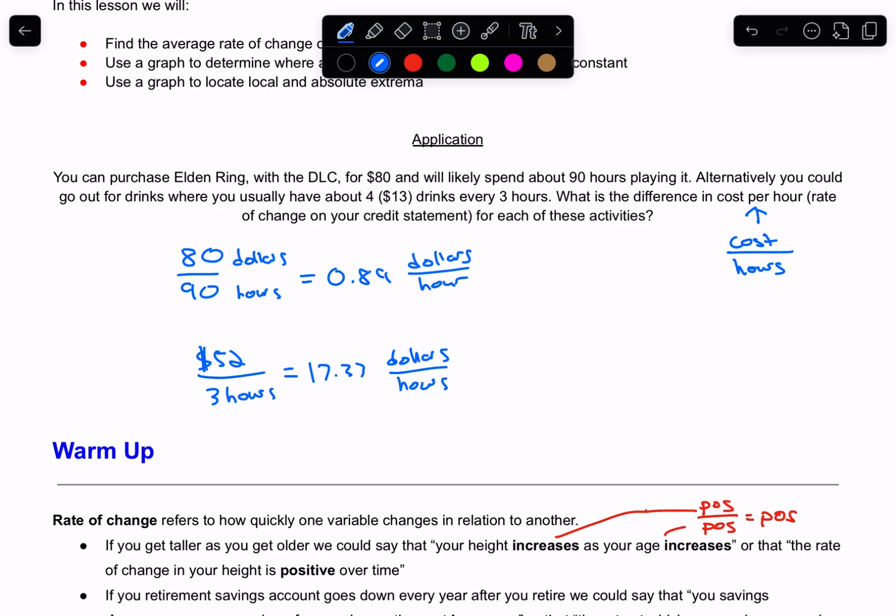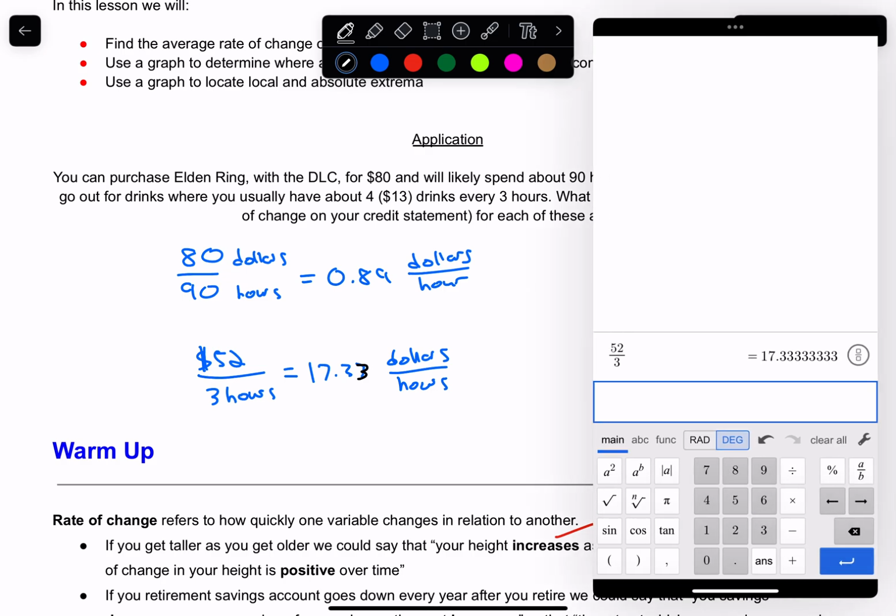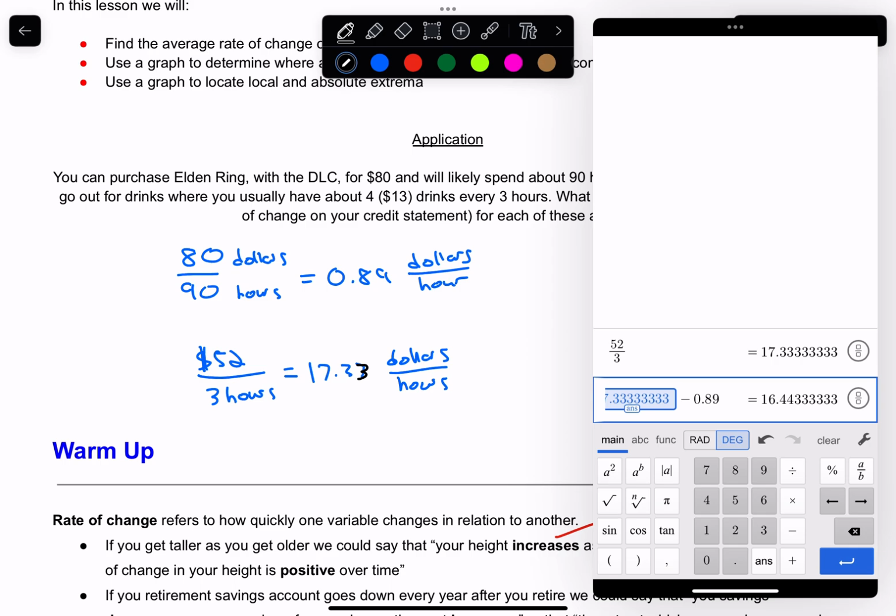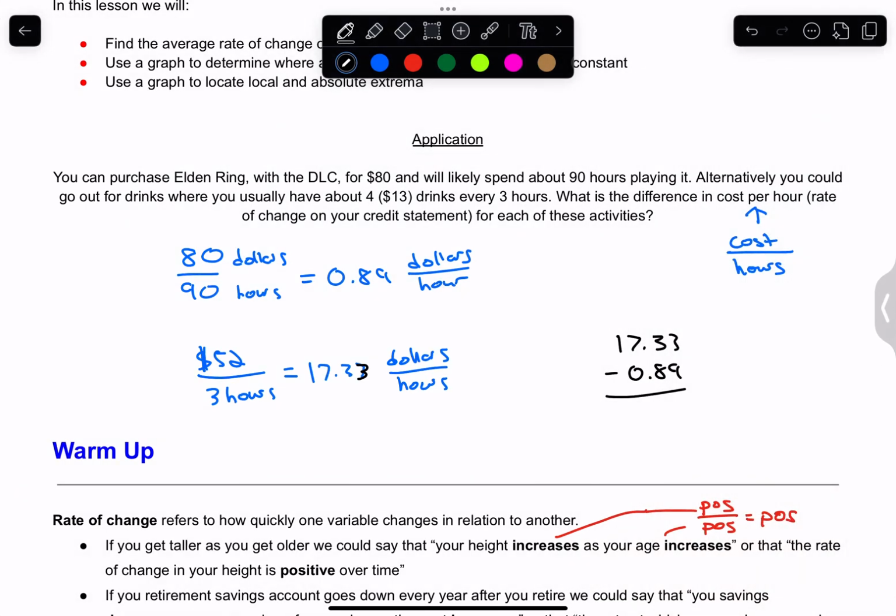Elden Ring, great time. But now what we want to calculate is the difference in cost per hour. So difference is going to mean subtraction. So 17.33 minus 0.89 is going to come out to, let's do math real quick, 17.33 minus 0.89 is 16.44. And so on average per hour, you are saving $16.44 by choosing to play Elden Ring instead of having some drinks of water with your friends.